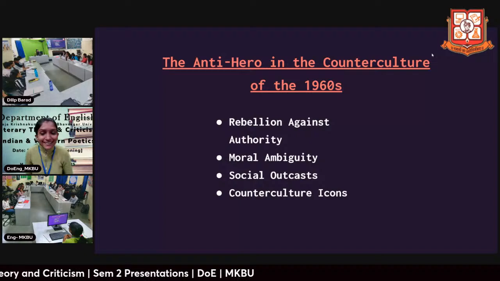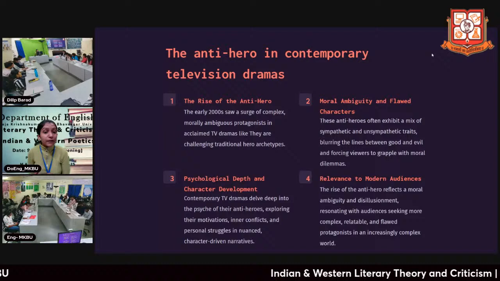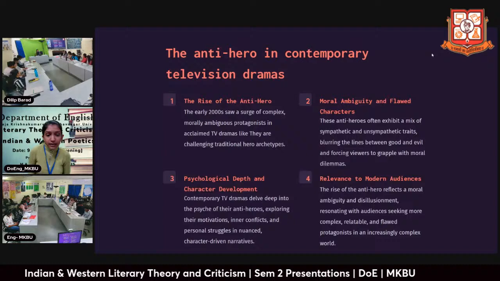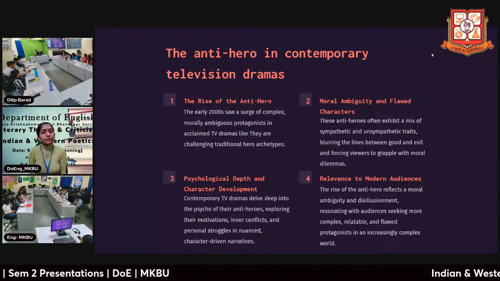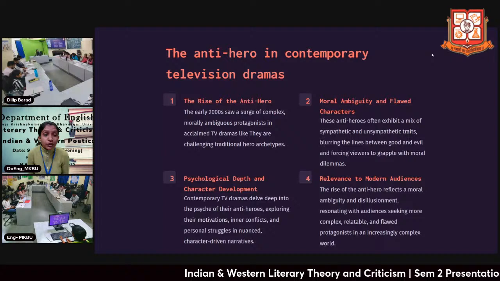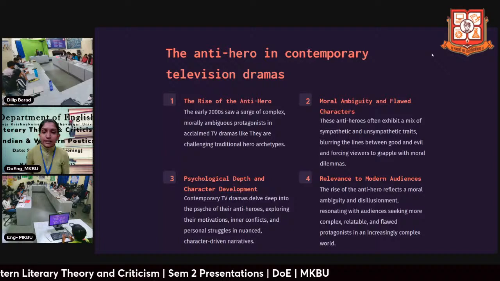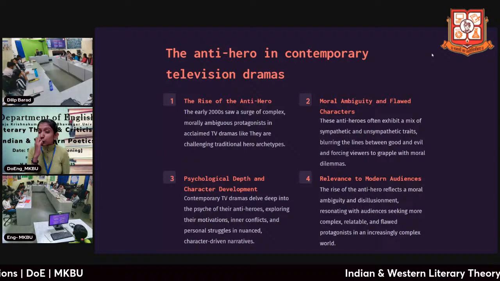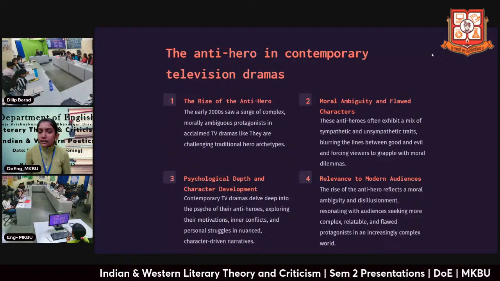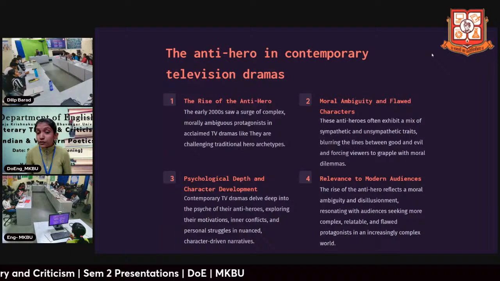The anti-hero in contemporary television dramas: the rise of the anti-hero, moral ambiguity and flawed characters, psychological depth and character development, relevance to modern audiences. In the early 2000s, such complex, morally ambiguous protagonists in acclaimed TV dramas were challenging traditional hero archetypes. These anti-heroes often exhibit a mix of sympathetic and unsympathetic traits, blurring the lines between good and evil and forcing viewers to grapple with moral dilemmas.